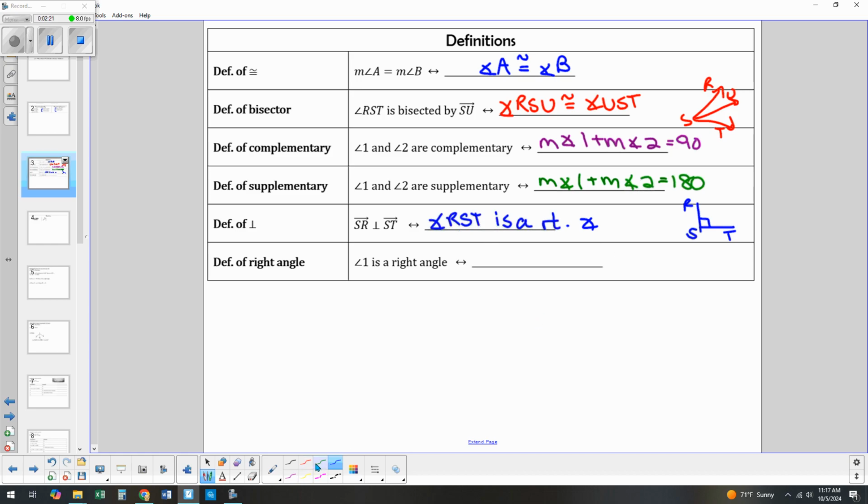This is different than the definition of a right angle, which is that an angle is equal to 90 degrees. So saying that angle 1 is a right angle would mean that the measure of angle 1 is equal to 90. This is different than complementary. Complementary is when we're talking about two angles that add to 90. Right angles is when we talk about a single angle being equal to 90.